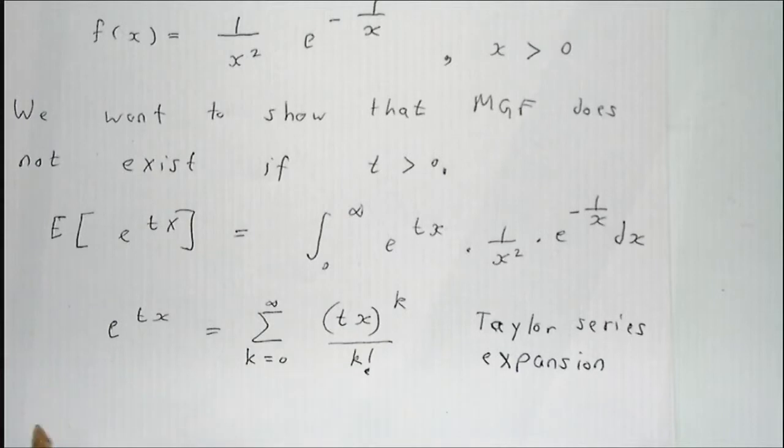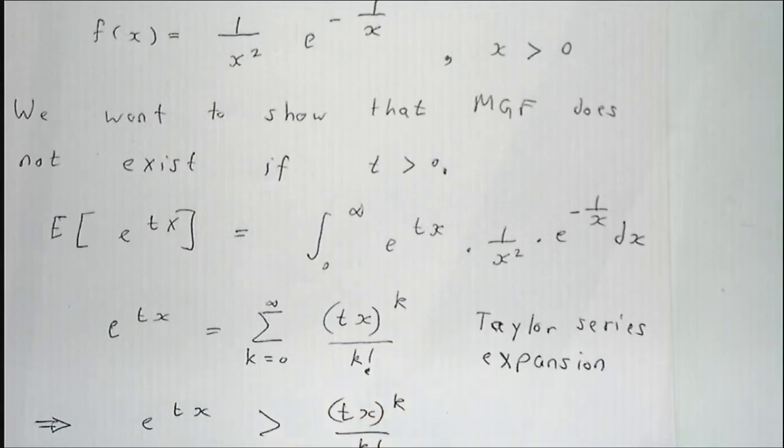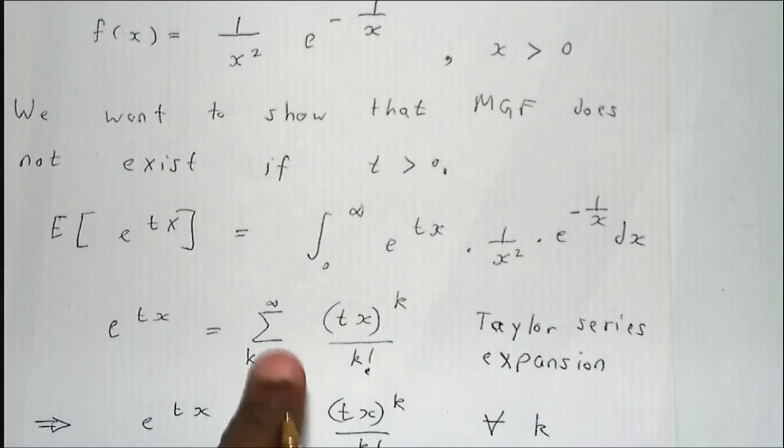Therefore, e to the tx is a sum of an infinite sequence of positive numbers. Therefore, it must be greater than any single term of the infinite sequence, for all k. You understand what I'm saying? Because what you have here is an infinite sum of terms, and each term is a positive number, and therefore this must be greater than this for every k.